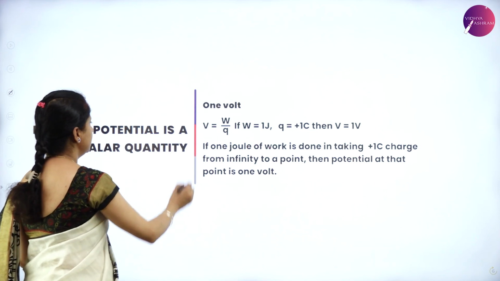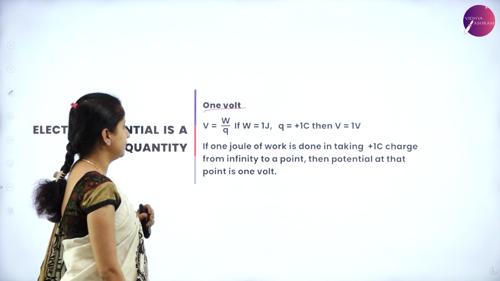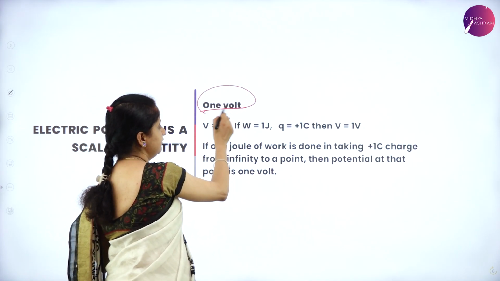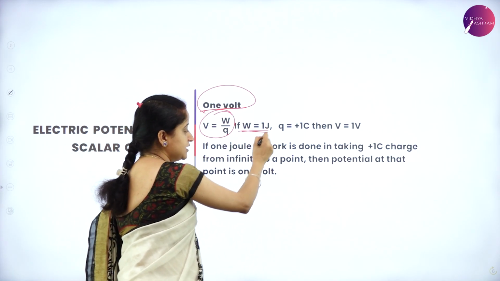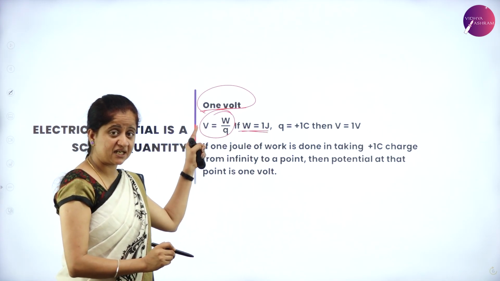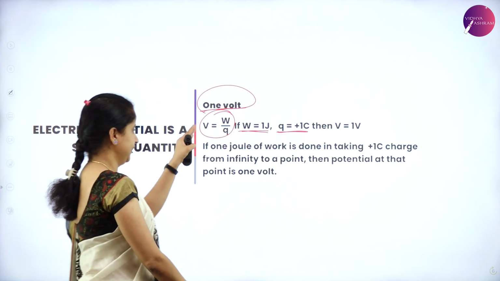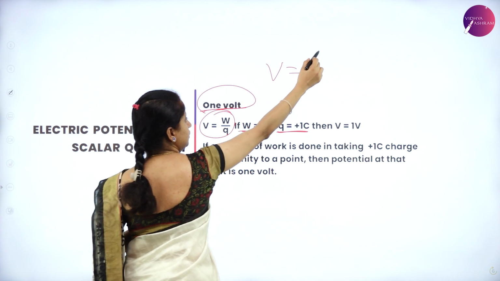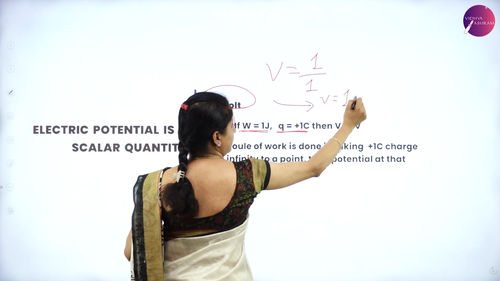So let us define 1 volt, or let us understand electrostatic potential is a scalar quantity. So how to define 1 volt? We know the expression V is equal to W by Q. If the work done in bringing a charge is 1 joule and the charge is 1 coulomb, then V is equal to 1 divided by 1, that is V is equal to 1 volt.